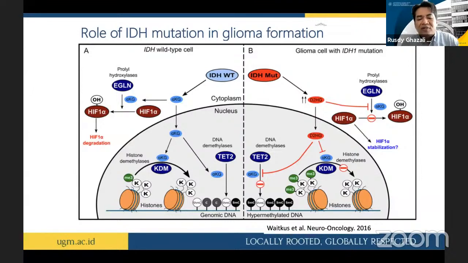So the DNA hypermethylation will happen if there is a mutation in this IDH. The next one also, there will be an increase of hypoxia inducible factor 1 alpha. This is caused by this 2-hydroxyglutarate, which will increase the formation of this hypoxia inducible factor, which will then result in the increase of VEGF. So then the VEGF, as we know, will increase the formation of new blood vessels, or angiogenesis. So this is the mechanism of IDH mutation in causing glioma.